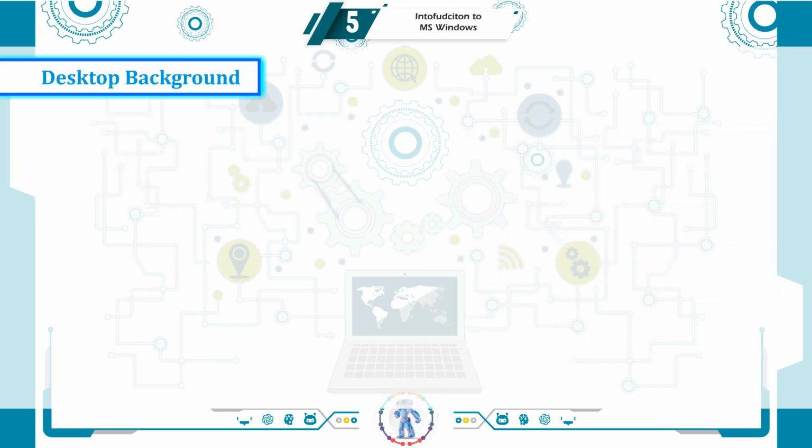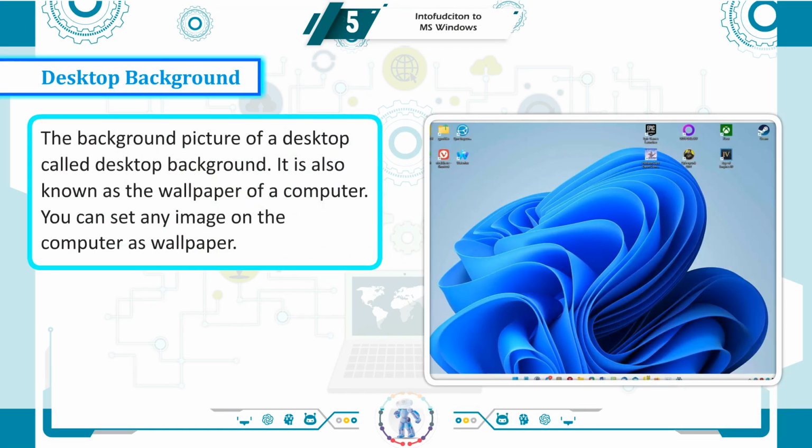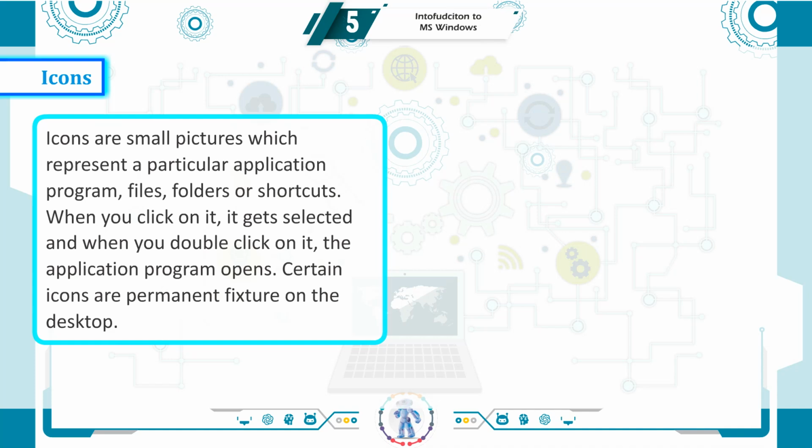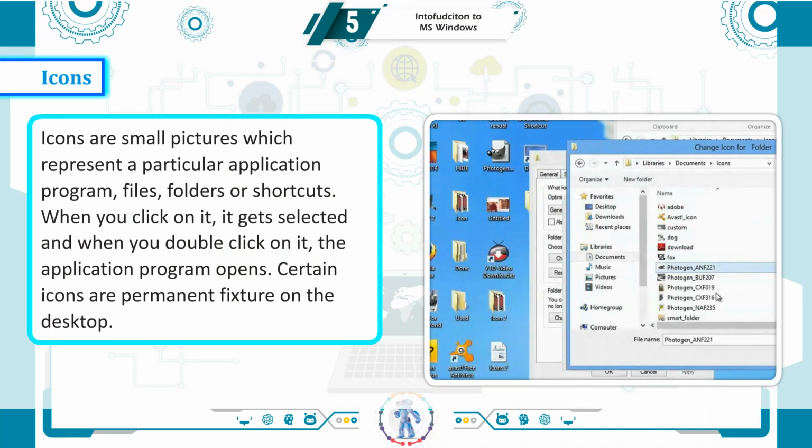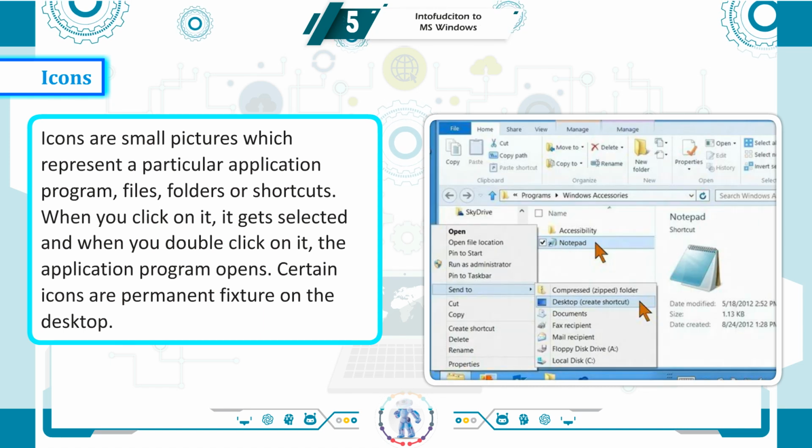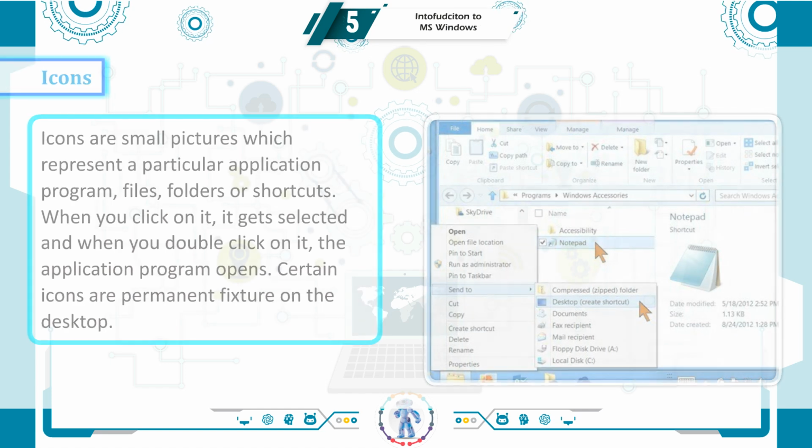Desktop background. The background picture of a desktop is called desktop background. It is also known as the wallpaper of a computer. You can set any image on the computer as wallpaper. Icons. Icons are small pictures which represent a particular application program, files, folders, or shortcuts. When you click on it, it gets selected, and when you double-click on it, the application program opens. Certain icons are permanent fixtures on the desktop.